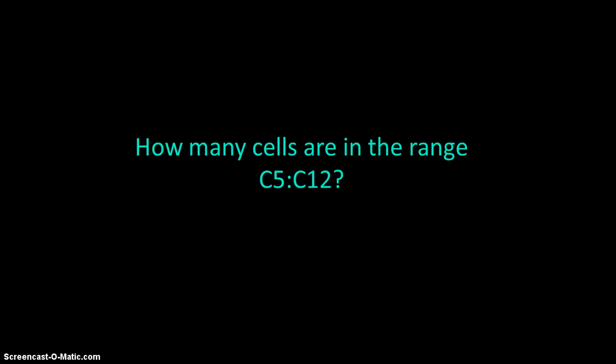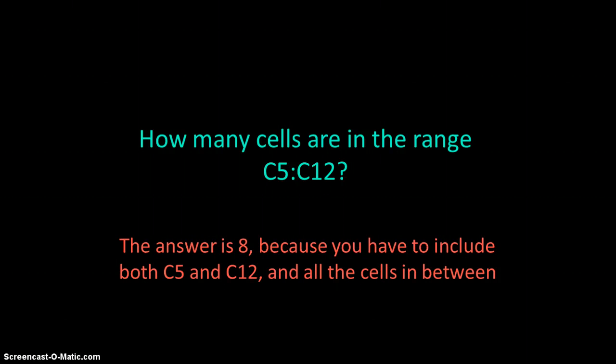Okay, how many cells are in the range C5 to C12? Now our first instinct is to maybe subtract 5 from 12, but that would not be correct. Give it a minute. Okay, there would be 8 because you have to include both C5 and C12 and all the cells in between. So it would actually be C12 minus C5 with 7, and then you need to add one more.